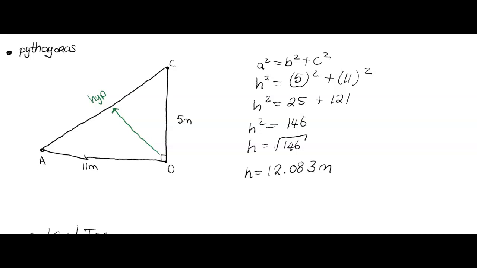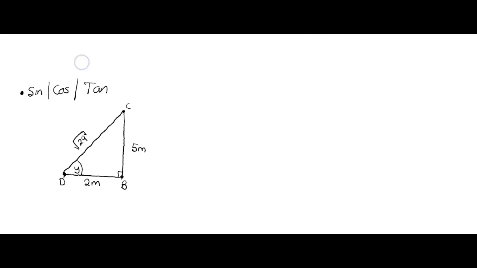So I think we should be familiar enough with Pythagoras' theorem. It's just knowing when to use it. We use it when we're given two lengths and we're trying to find the third, when we have a right angle. So cosine, cos and tan then.